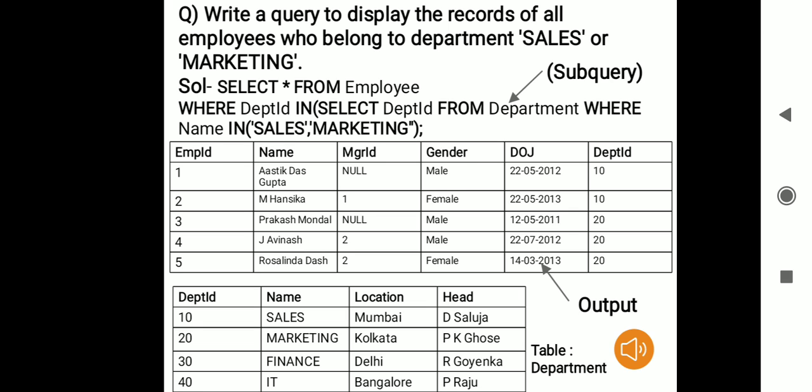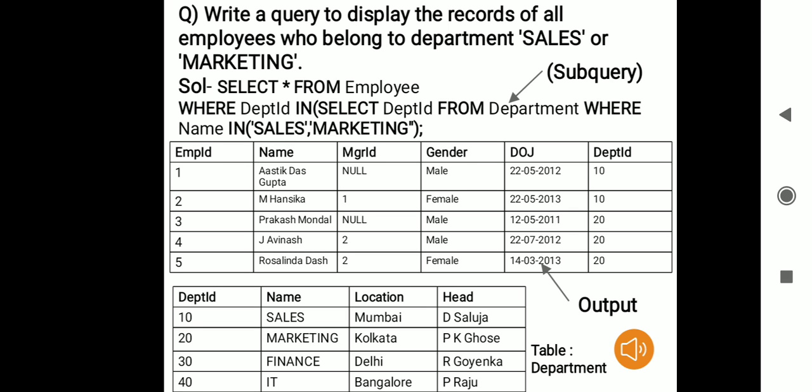So the query will be select star from employee. Here star extracts all the column entries from the table called employee. Then in the next line we have the where clause to specify the condition. The where clause is where department ID, which is DPT ID in, then comes the subquery, which is select DPT ID from department where name in within bracket sales comma marketing followed by a semicolon.